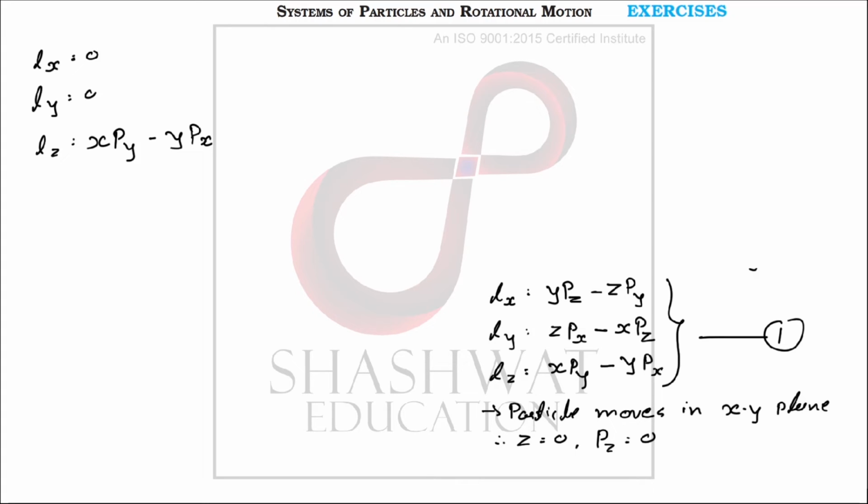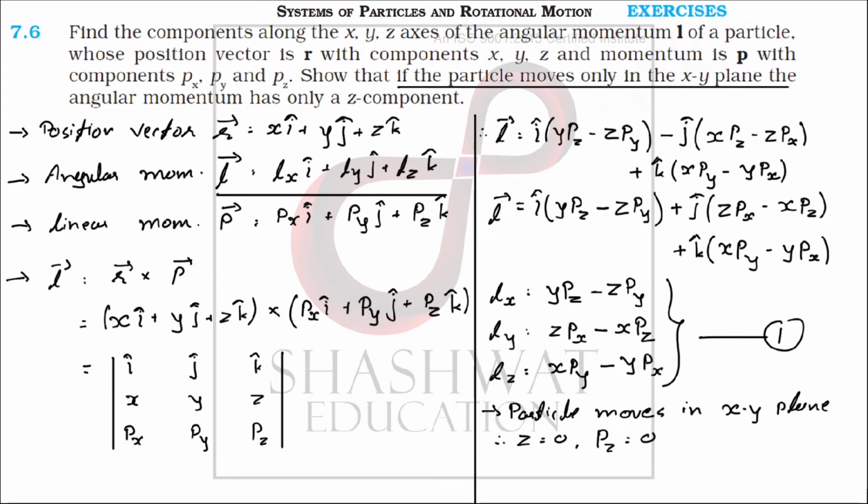So as asked in the question, show that if the particle moves only in the xy plane, the angular momentum has only a z component. As we can see, only Lz will be there, Lx and Ly both will be 0.